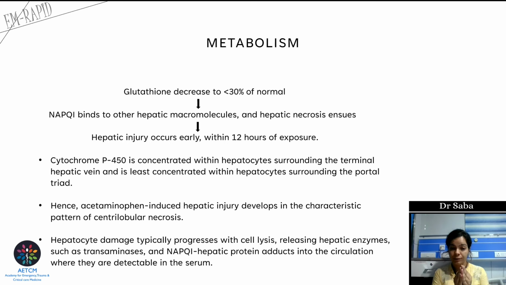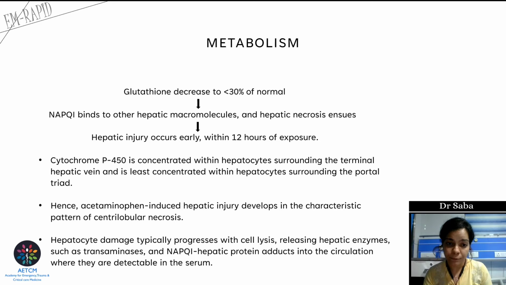So when glutathione decreases to less than 30% of normal, NAPQI starts to bind to other hepatic macromolecules and hepatic necrosis occurs. Hepatic injury will occur early, that is within 12 hours of exposure. So when glutathione decreases to 30% of normal, NAPQI gets bound to other hepatic macromolecules, causing hepatic necrosis, and very soon, within 12 hours of exposure, hepatic injury starts to develop.